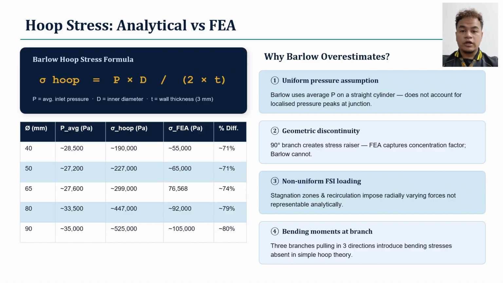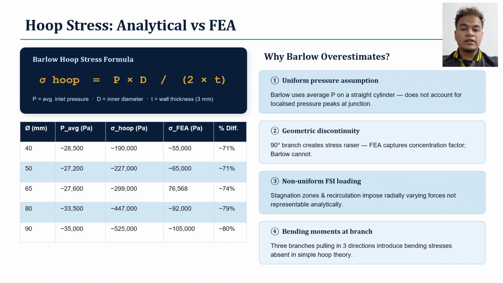Now, let's look at how our result held up against the industry standard method. To validate our structural model, we benchmarked our FEA findings against the Barlow hoop stress formula. What we discovered is a significant discrepancy. The analytical Barlow formula consistently overestimates stress by a staggering 70 to 80% compared to our simulation. For example, in our largest 90 mm case, Barlow predicts a stress of 525 kilopascals, while our FEA results sit at just 105 kilopascals. Why is the gap so large?